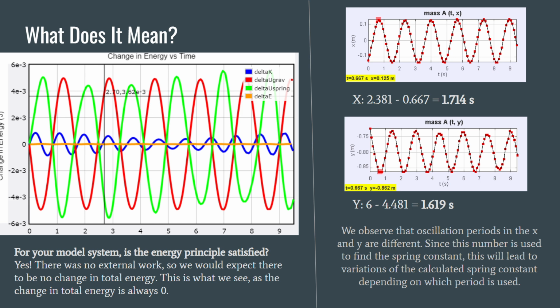And then another question we want to ask ourselves is looking at the periods of the X and Y oscillations. So we see that one in the X is about 1.7 seconds, but one in the Y is about 1.6 seconds. So they're slightly off. So since that number is used to calculate the k constant, our k constant could be different depending on if we're using a period in the X or the Y.